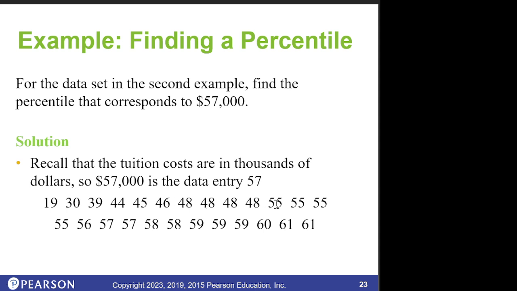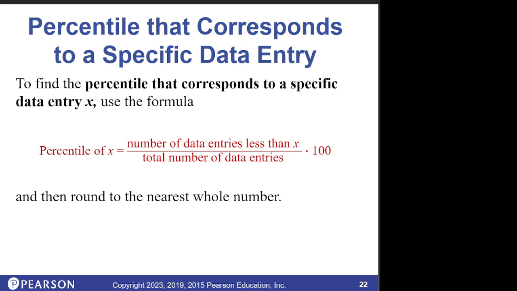Yeah, so there's 25 data entries here. And before 57, we have 1, 2, 3, 4, 5, 6, 7, 8, 9, 10, 11, 12, 13, 14, 15. So we have 15 entries before it. So let's use the calculation that we had received here. We have 15 entries less than 57, and we have 25 data entries.